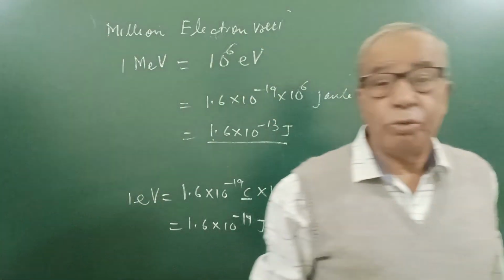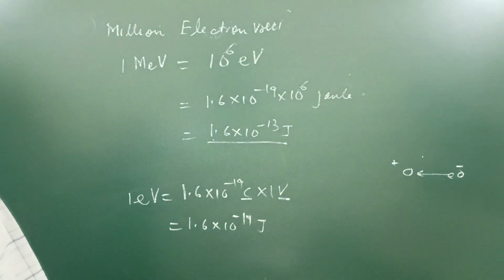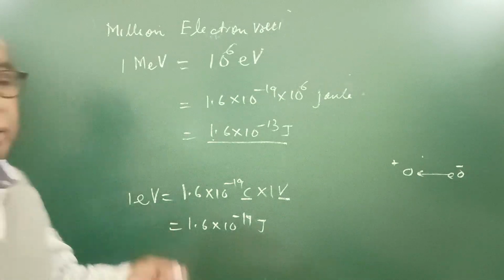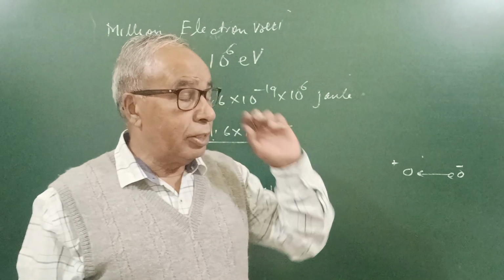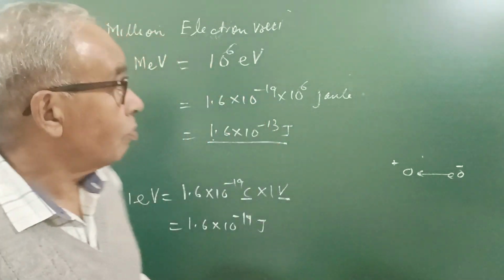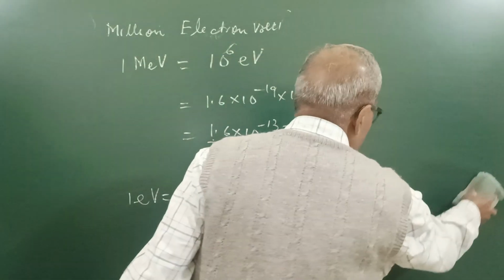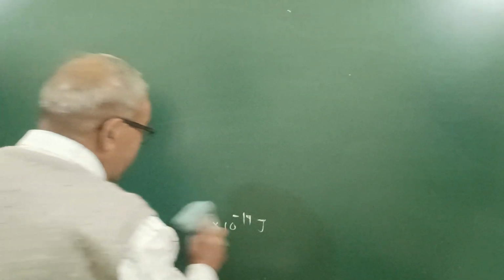is a bigger unit used to measure the energy possessed by nuclei, different nuclei and other particles. Even the energy of a photon, X-ray photon, you have learned, is measured in million electron volt. Because if we use only electron volt, then we have to use big numbers. So to avoid that, we use this unit.